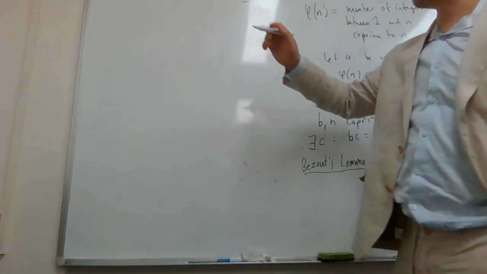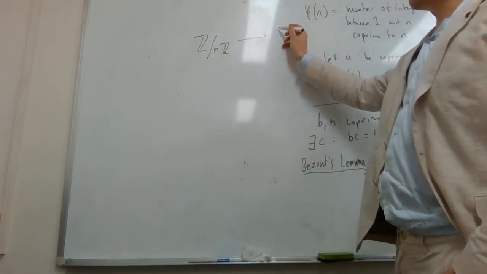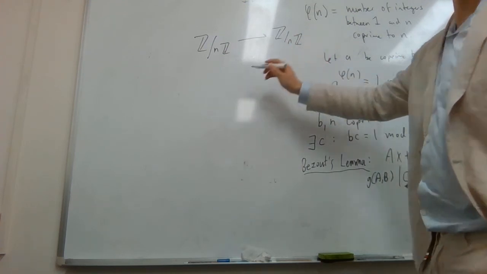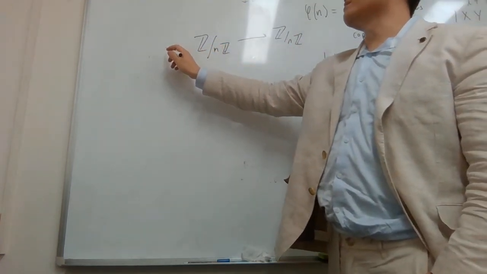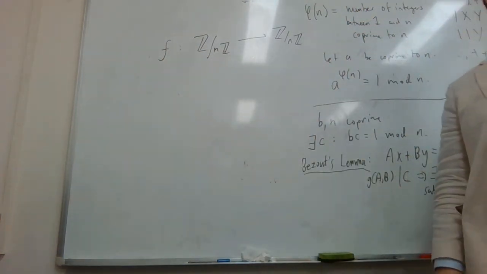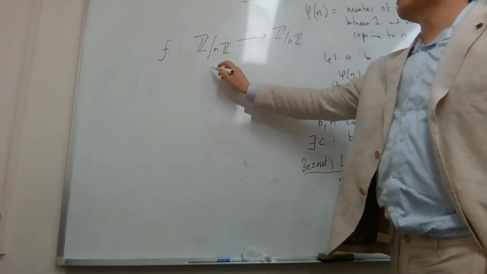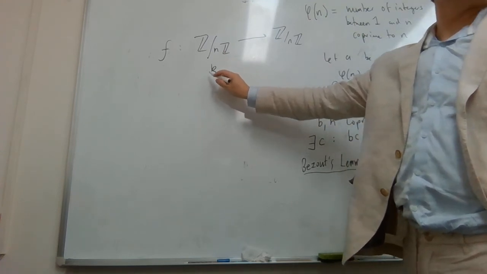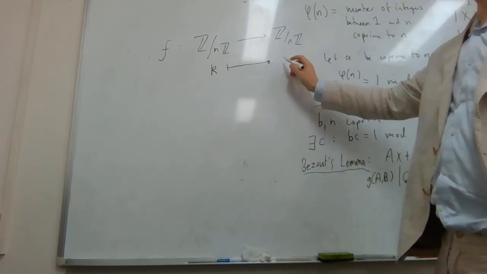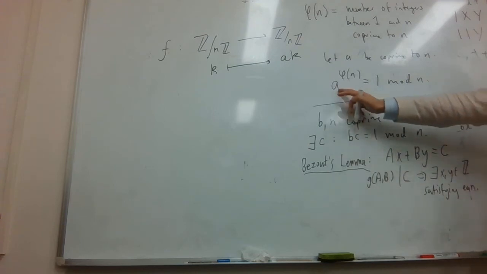Well, consider this function, okay? So you've got Z mod nZ going to Z mod nZ. Let's call this function f. What does this function do, yeah? It takes some number like k and then maps it to a times k. See what that function does? It just scales by this a.